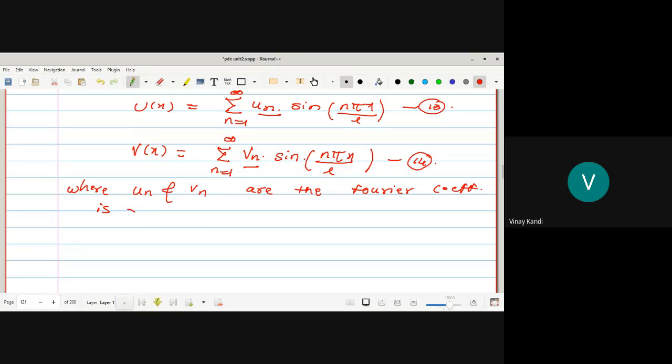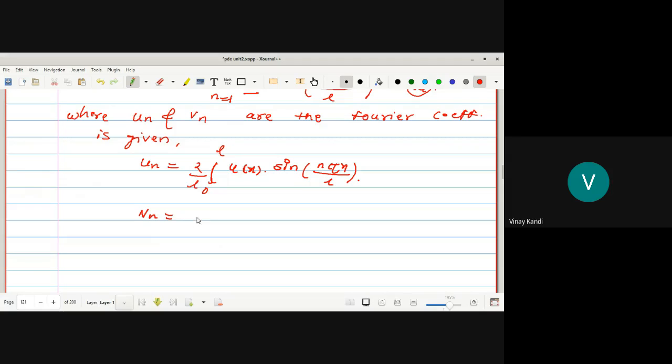Okay, the values of u_n and v_n are given by: u_n is equal to 2 upon L into the integration from 0 to L of small u of x into sine of n pi x divided by L. And small v_n is equal to 2 upon L into the integration from 0 to L of v of x into sine of n pi x divided by L. This is equation number 15, and this is equation number 16.